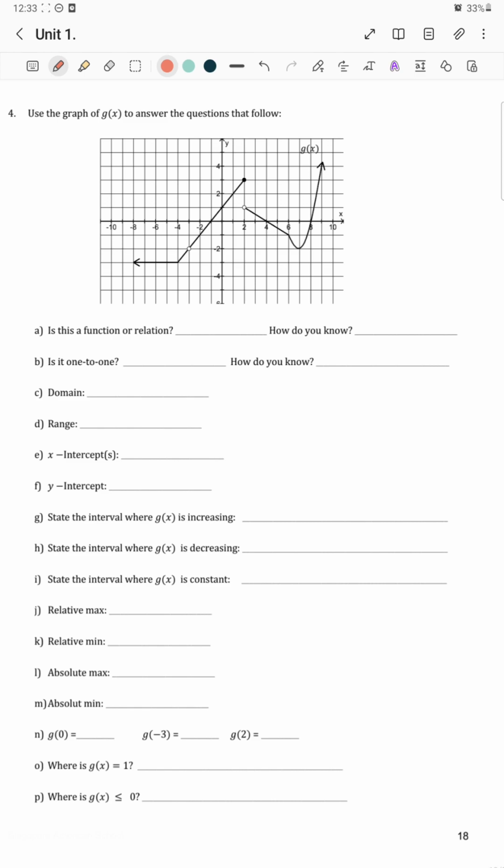Function means it should pass the vertical line test. So it passes the vertical line test, so yes, it is a function. How do you know? Because the VLT passes. Is it one to one? No, because the HLT fails.